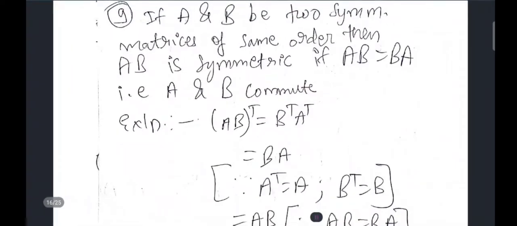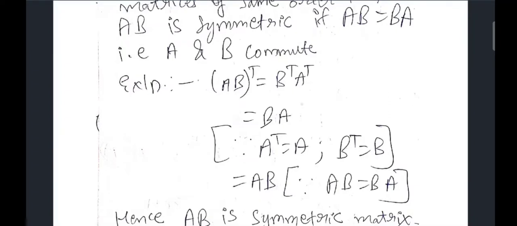Now the ninth property: if A and B are two symmetric matrices of the same order, then AB is symmetric if AB equals BA, that is, if A and B commute. Clearly you can see that (AB) transpose equals B transpose A transpose, which is equal to BA, as A and B are symmetric.